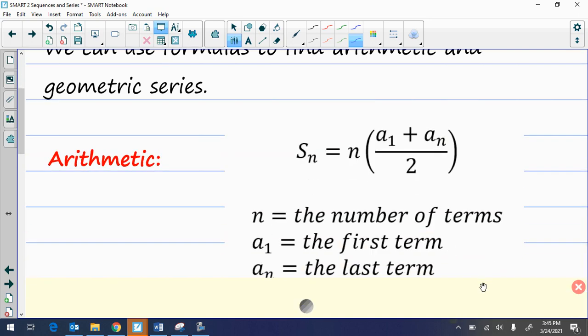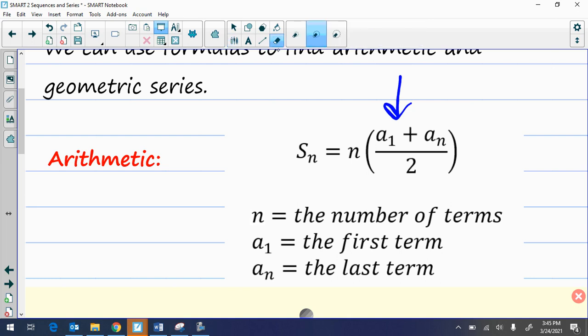The notation, first of all, that big capital S with a subscript of n, that's going to be the summation of the first n terms. So S sub 10 would be adding up 10 terms. And this is the formula. I'm going to take n times, and then notice what we have in the second half is the average of the first and the last term. So we're going to add the first term and the last term and divide by 2.